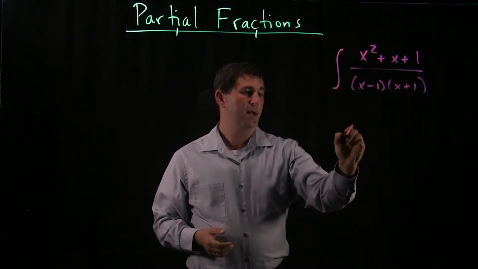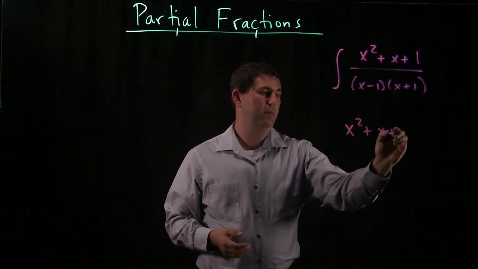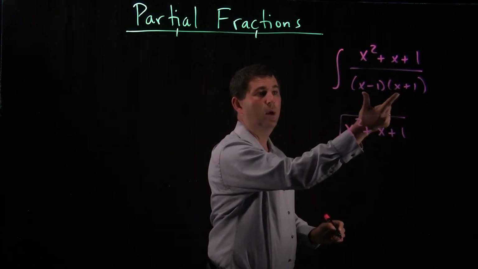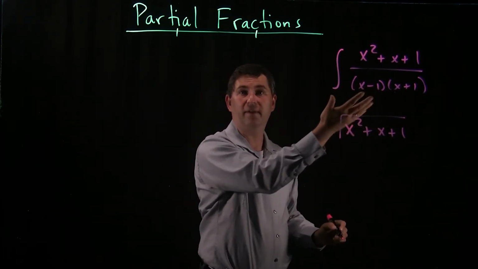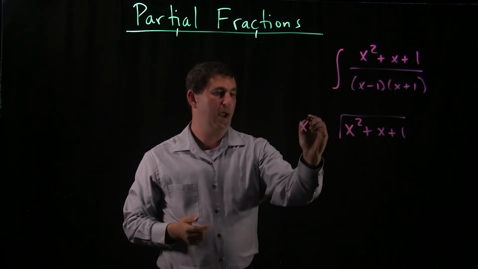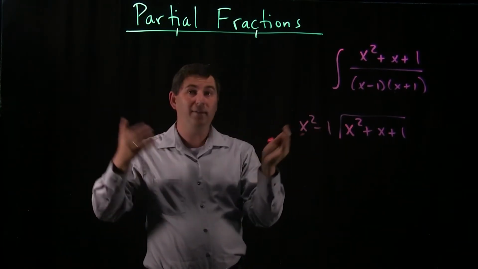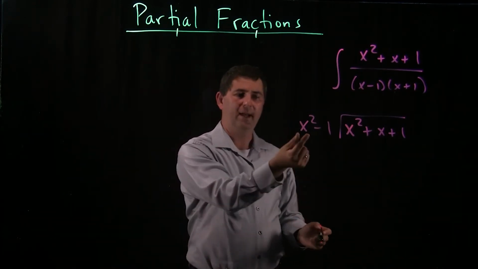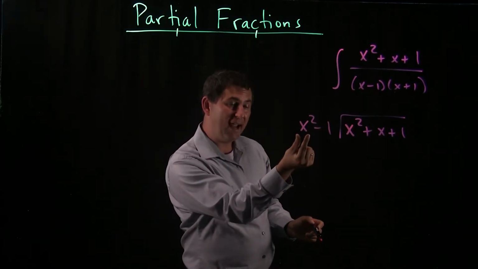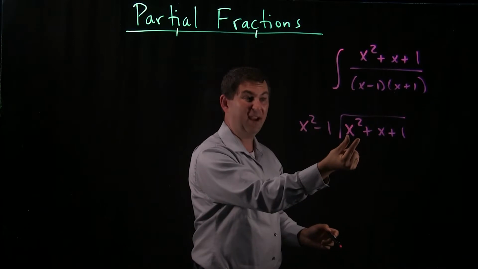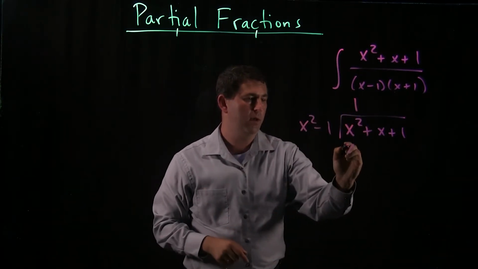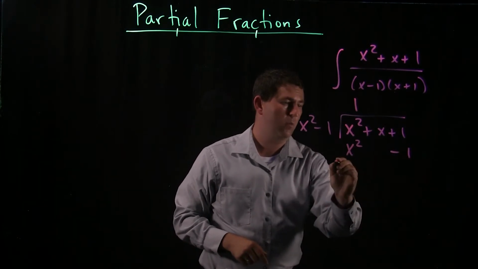So I'm going to take x squared plus x plus 1, and I'm going to divide it by this product. Well, you should recognize this from the difference of squares formula as being x squared minus 1. If you don't, well, just distribute it out. You'll get x squared minus 1, hopefully. All right, when we do polynomial division, I ask how many times does x squared go into x squared? Okay, that's 1 time. 1 times x squared minus 1 is x squared minus 1.